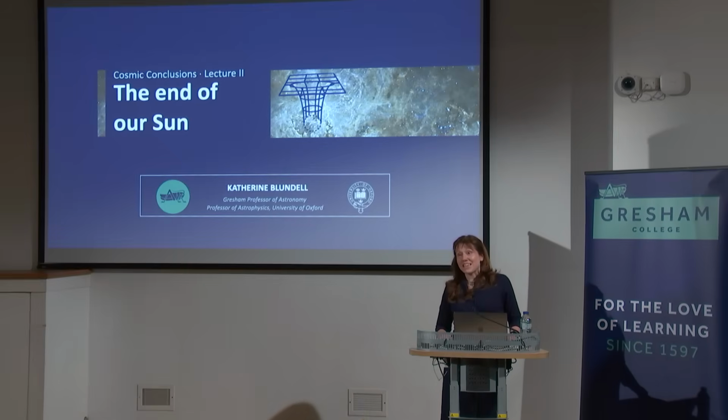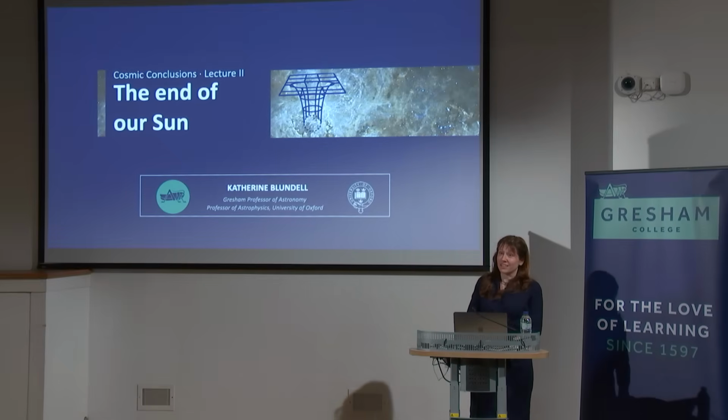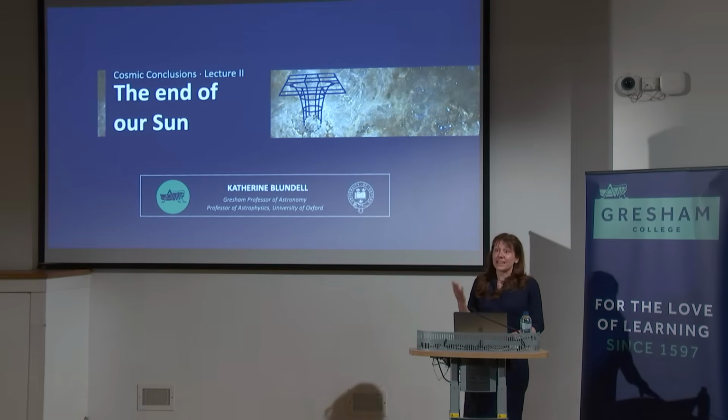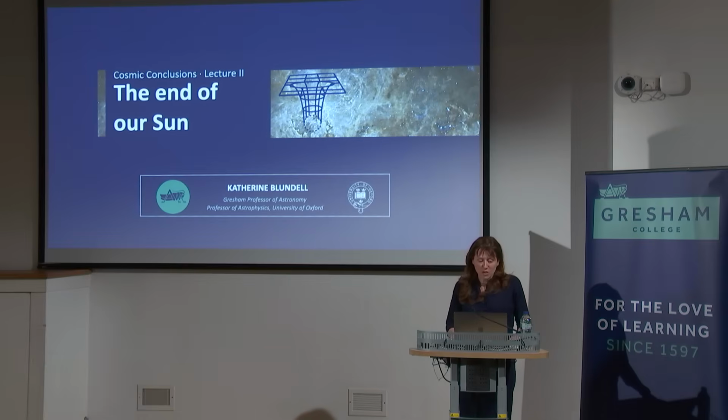Good evening, everybody, and welcome to the end of our sun, or at least I should say, welcome to a lecture entitled The End of Our Sun. This is in fact lecture 2 in my series on cosmic conclusions, but it's also the first of a 2-lecture series on how stars evolve, what their life cycles are. And there are 2 lectures because the way that stars evolve and the way that they play out and the way that they come to an end depends very, very strongly on how massive a star is.